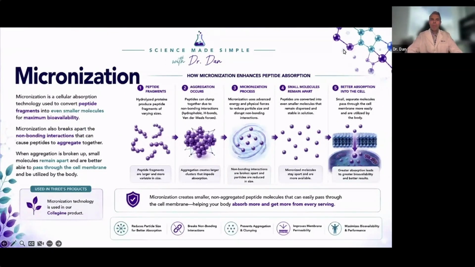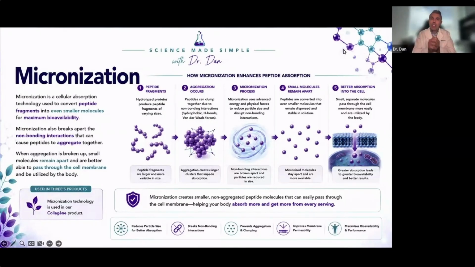A companion approach with hydrolysis, which we also use in our collagen product, is called micronization. One of the things that can happen is that with hydrolysis, we break the big protein into smaller peptides, but these peptides are lonely. They still don't necessarily like water, and so they'll glom onto each other. Even though they're smaller fragments, they'll glom on and complex with each other. This is called aggregation.